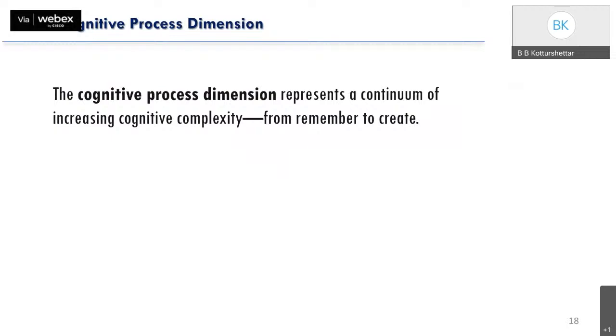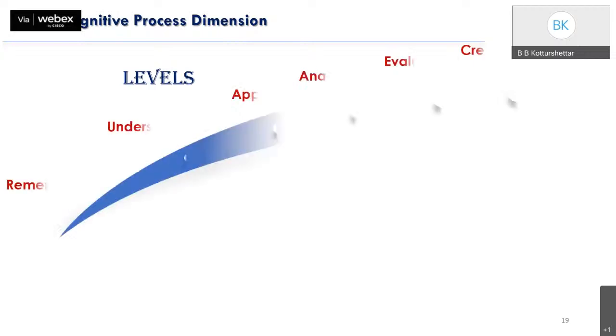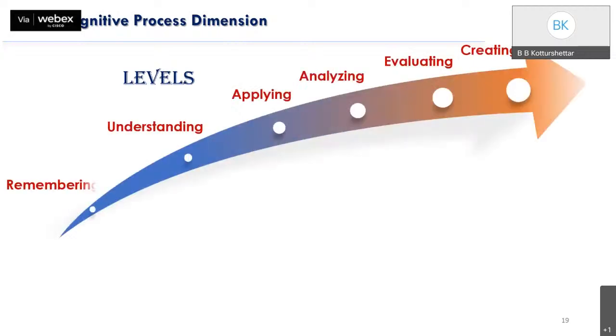Okay, when we talk of this cognitive domain, as we move from remember to create, see, it represents a continuum of increasing cognitive complexity. As students move from one cognitive level to the next higher cognitive level, the cognitive load on the student will be increasing. So what is that cognitive process dimension or cognitive load? See, these are the 6 levels we already know. It starts with remembering and goes up to creating.